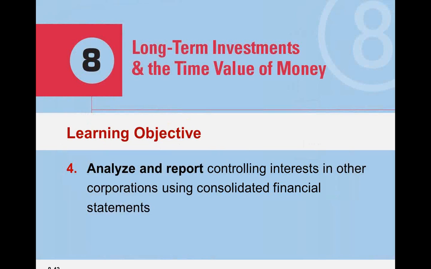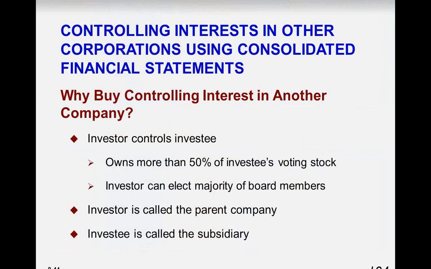So we use consolidated financial statements because we have control, if we are buying the controlling interest of another company, we own more than 50% of the investee's voting stock. The investor can elect the majority of the board members. The investor is called the parent company, and the investee is called the subsidiary.